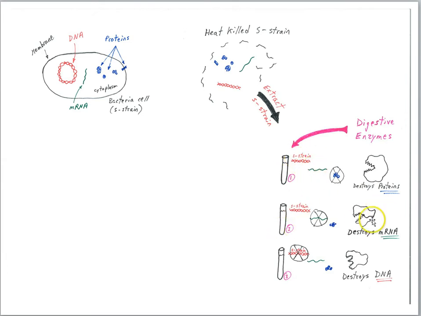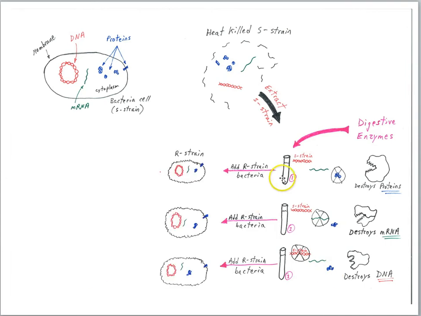In tube 2, he's going to add a protein that destroys messenger RNA. So what will be left in tube 2 is S strain DNA and S strain protein. In tube 3, he's going to add a protein that destroys DNA. So what's left in tube 3 will be S strain RNA and S strain protein. And now to each of these tubes, 1, 2, and 3, he's going to add living R strain bacteria. So you can see the design of the experiment here. He's systematically destroying one of the 3 possibilities for the transforming factor.